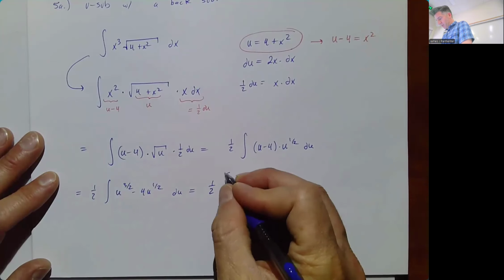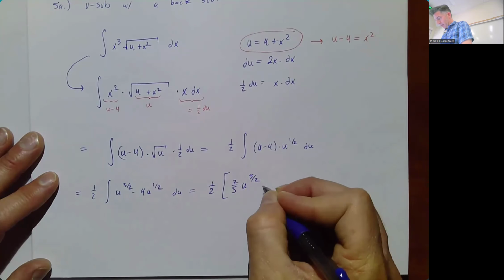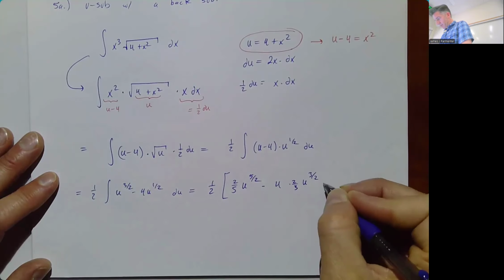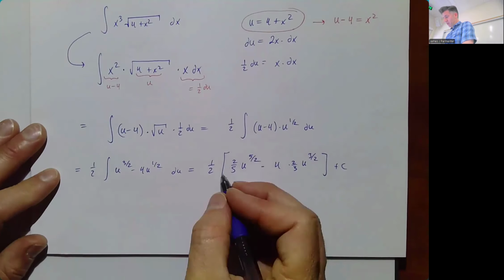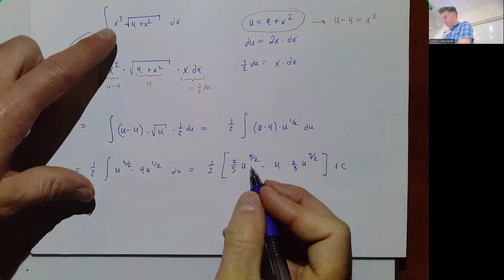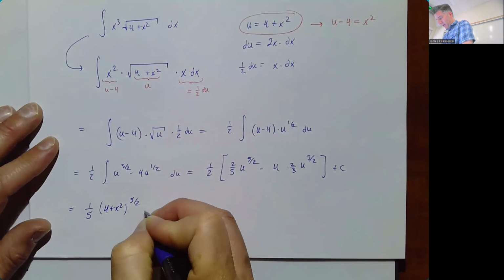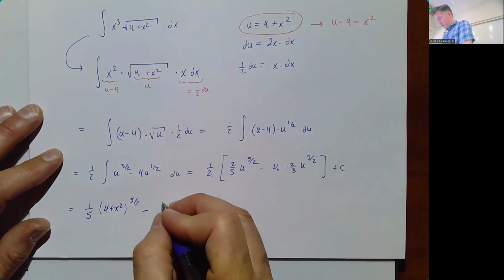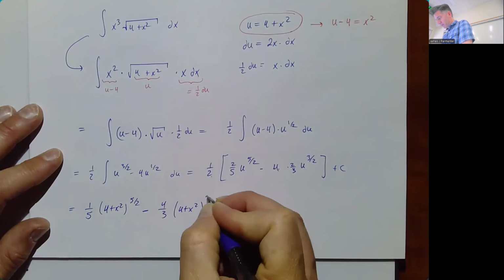We get 1/2 times u to the 5/2 times 2/5 minus 4 times u to the 3/2 times 2/3. Let's see. Plug back in what u is equal to. Maybe distribute the 1/2 as well and get 1/5 times (4 plus x squared) to the 5/2 minus 4 times 1/2 is 2. 2 times 2/3 is 4/3. 4/3 times (4 plus x squared) to the 3/2.